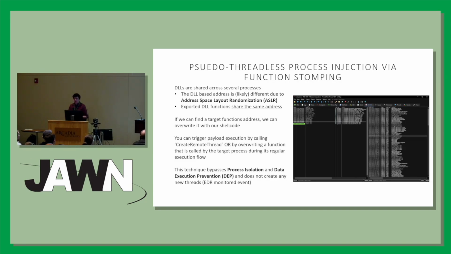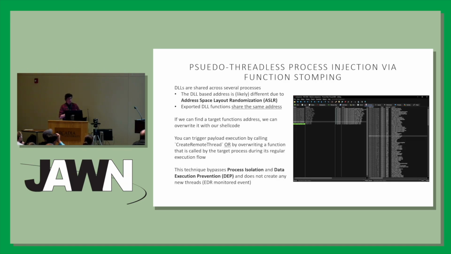So if we can find the target function's address, we can override it with our shellcode and redirect the execution flow. You can trigger payload execution by calling CreateRemoteThread, or, most importantly, by overriding a function that is called by the target process during its regular execution flow. This technique bypasses process isolation because you shouldn't be able to do this. Obviously, you need some level of privilege to actually be able to overwrite ntdll.dll or any of the other DLLs. Sorry, you're not overwriting ntdll.dll. For this one, I was overwriting user32.dll.